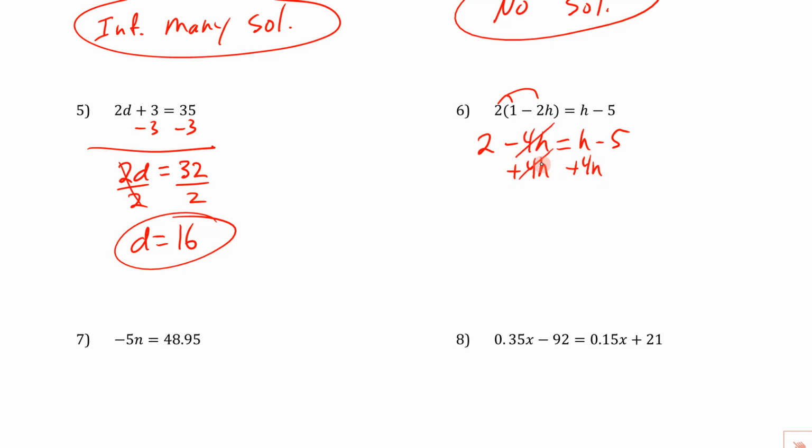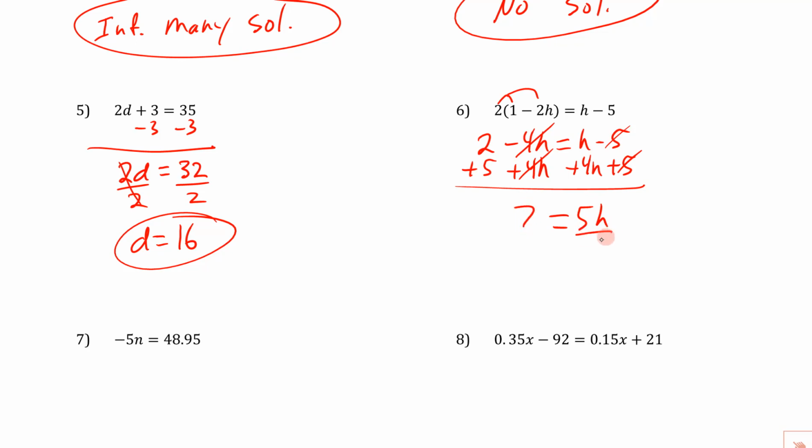Now, those are going to cancel to be a 0, so that means the h's are going to end up over on this side. So if the h's are going to end up over here, let's go ahead and move the -5 to the other side by adding 5 to both sides. So those two are going to cancel. So here's our equal sign right down the middle. We have a 5h on this side. We have a 7 over there. 2 plus 5 is 7.